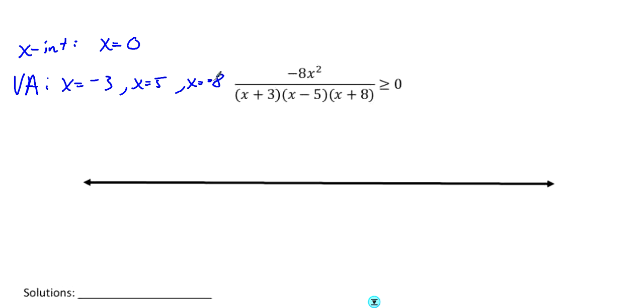Okay, so let's put all of these on our number line. So -8 asymptote, -3 asymptote, 0 is a zero, and 5, which is an asymptote. Now we're looking for where the function is greater than or equal to 0. We're looking for the positives. Okay, so again, we've got to do our tests. So we're going to test all these areas.